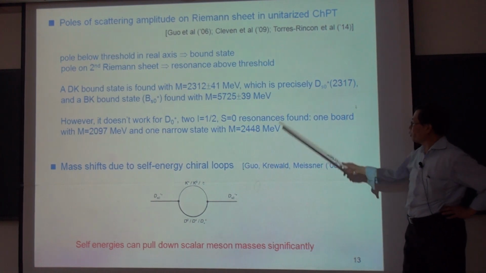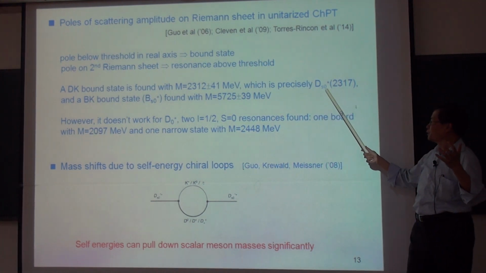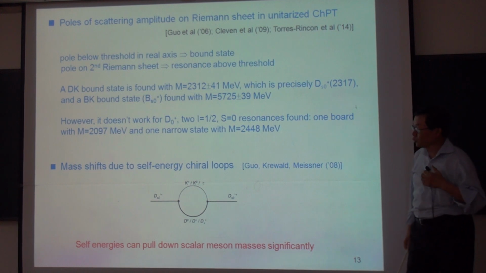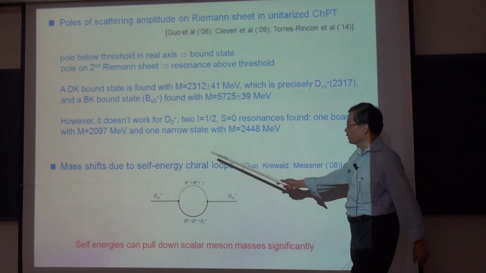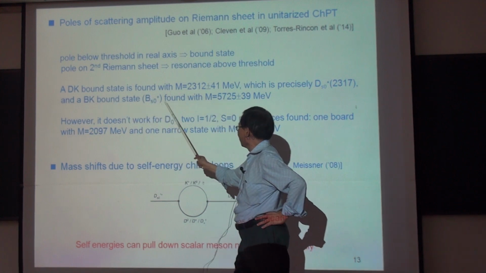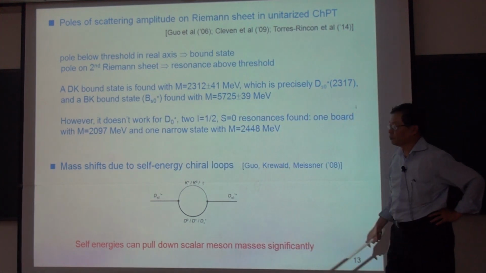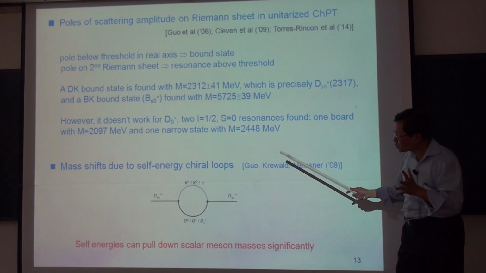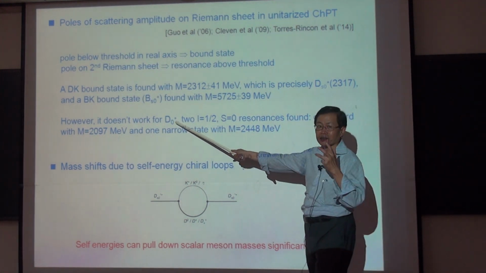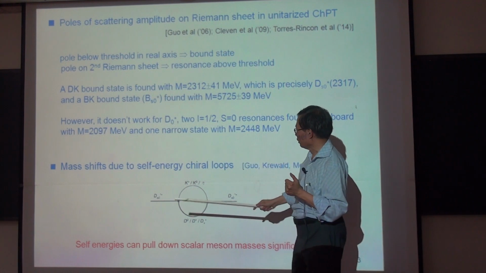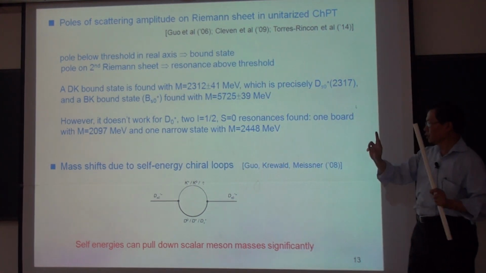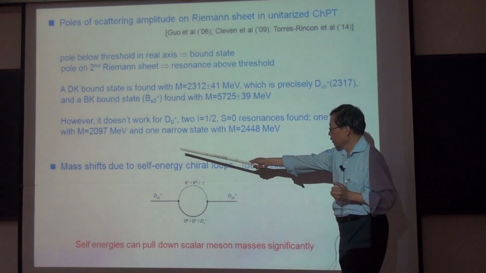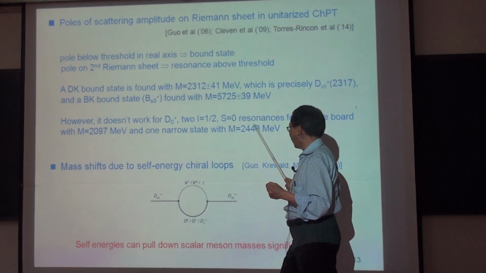Well, it's amazing because it's precisely the D0 state. Okay. And so they predict that there's a bound BK bound state with its mass 5725 MeV. But unfortunately, this approach doesn't work for the non-strange block, for D0, because they found out the two isospin resonances. The one is very light, the other is too heavy.